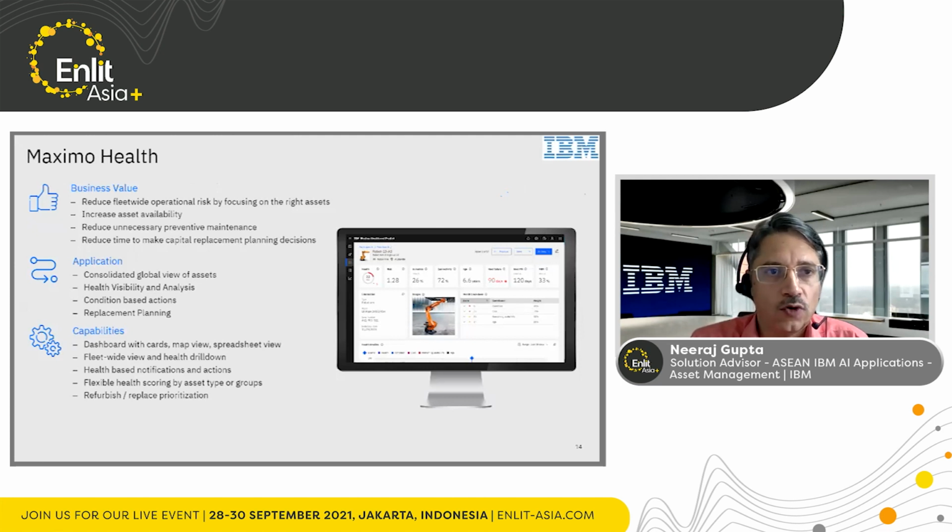And similarly, if we go to Maximo Health, if you see the screenshot on the right, it allows us to see an overall health score. In this case, the health score shown is 22, which is poor. When you click on this health score, you can see what parameters are contributing to it. So it allows us to further drill down, to see why the health of this particular asset is down and what can be done to improve its effectiveness or bring it back to normal operation.